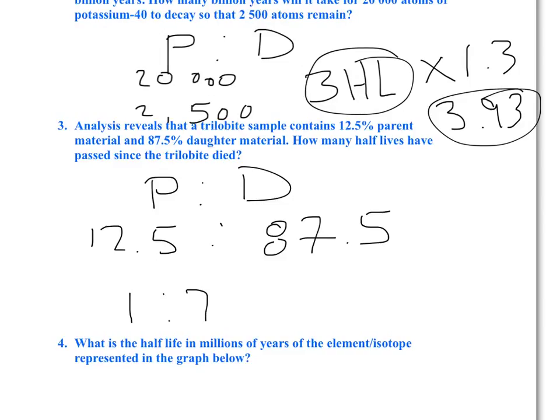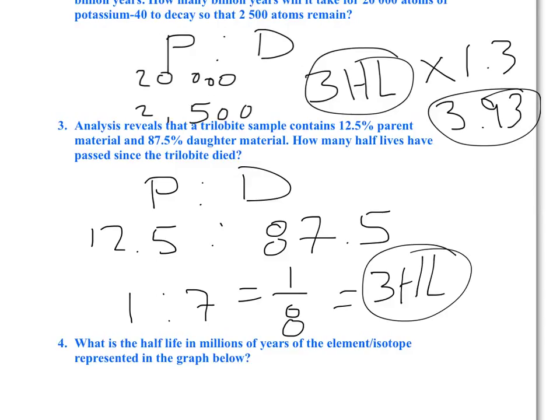So we have a ratio of 1 to 7, which means 1/8 of the parent is left, which means we have a half, a quarter, 1 over 8, so we actually have 3 half-lives that occurred. The question says how many half-lives have passed, so we've already got the final answer in this particular case.